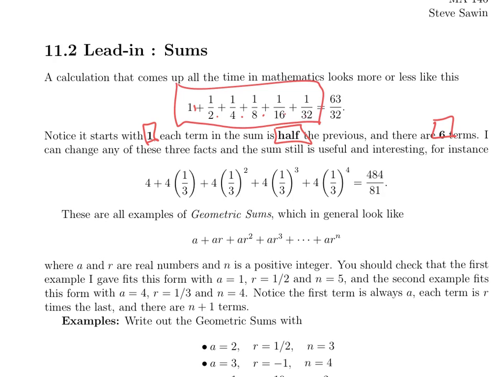See, I can change any of these. So, for example, this is the same sort of thing, except now I'm starting at 4. Each term is a third of the previous: 1/3 times a fourth, 1/3 squared times a fourth, and so on. And now there are 5 terms.